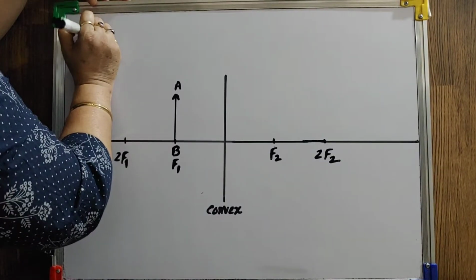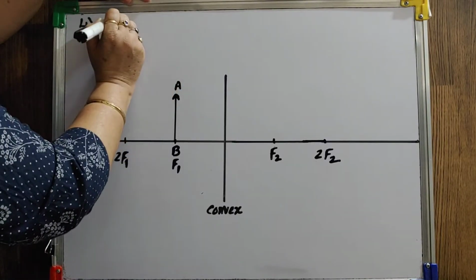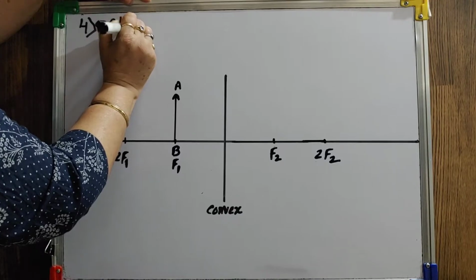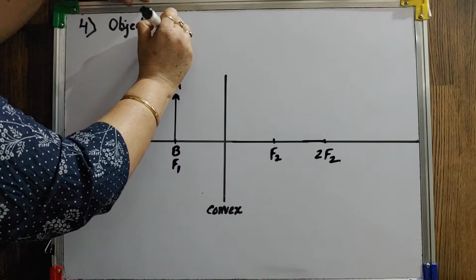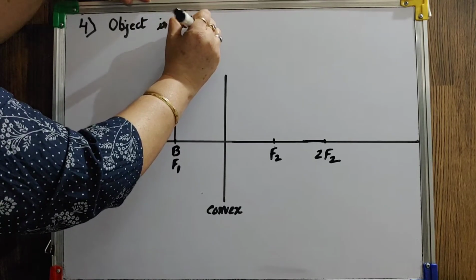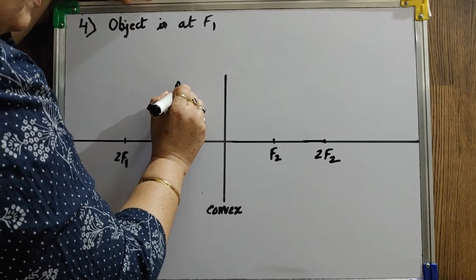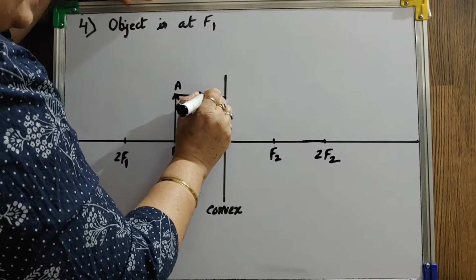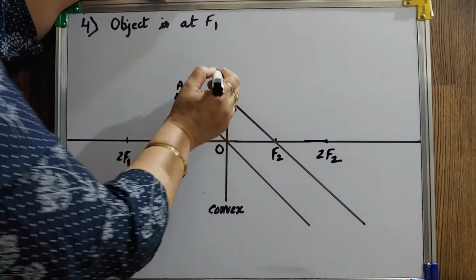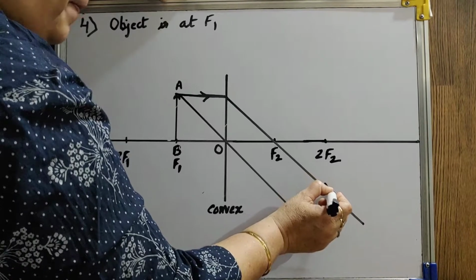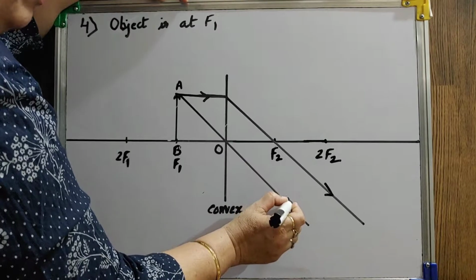Students, now we will deal with the fourth position. Now I have moved the object further towards the right. So now the object is at F1. In the same way, draw a ray parallel to the principal axis. After refraction, it will pass through F2. The second ray joins A and O.